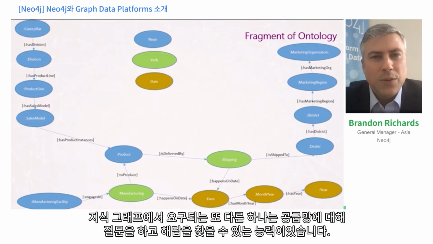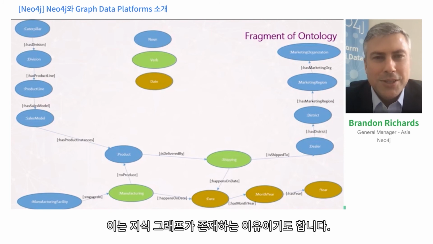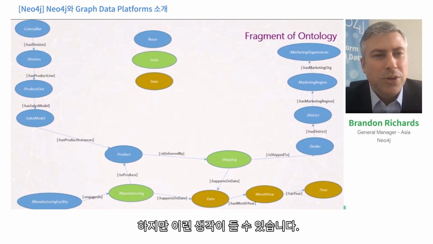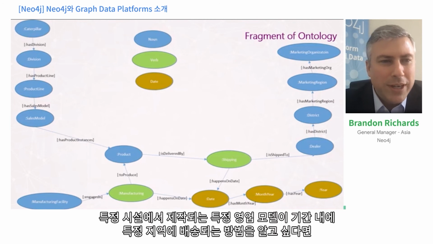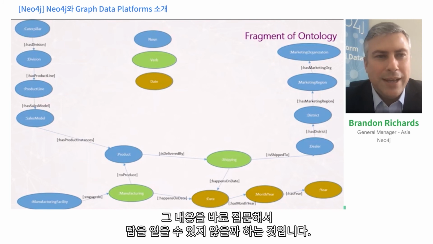The other one was that they wanted to be able to ask any question on the supply chain and get that answer. And they wanted to ask it in natural language. So this is just one portion of their ontology, but you can get an idea. If someone wanted to know how a particular sales model that was manufactured in a certain facility was shipped to a particular district between these dates, they could just ask that question and get that answer.